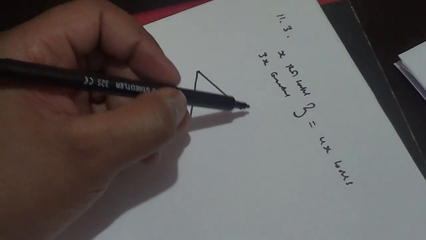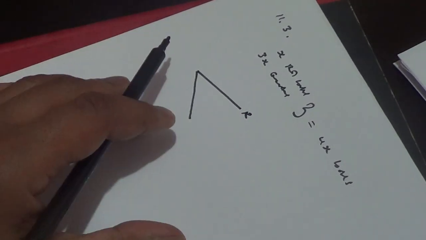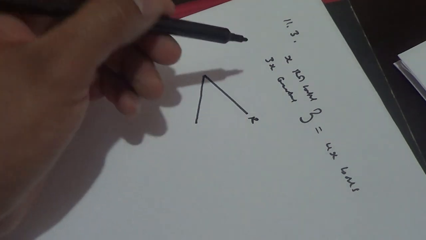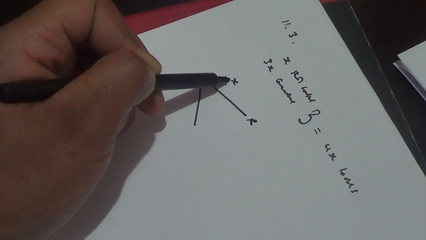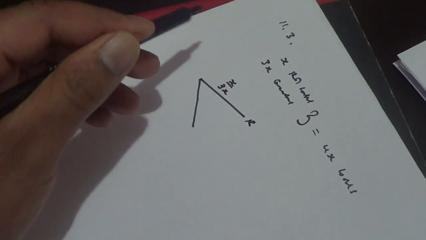Okay, the first pick, it can be a red ball, right? What is the probability of picking a red ball? It is basically 1 over 3. You can say x over 3x.